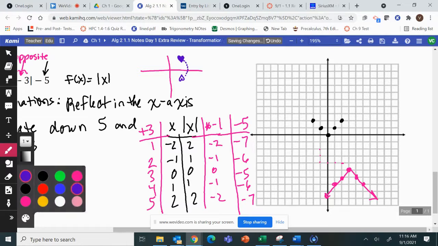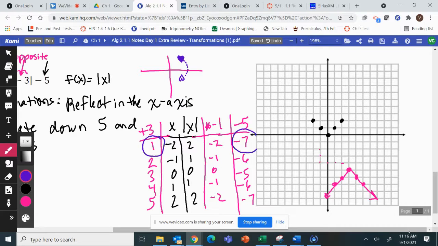And then the ordered pairs I would graph would be 1, negative 7. So at 1, down 7, and that is what I graphed. 2, -6. 3, -5. 4, -6, 5, -7. So you can see those line up perfectly.